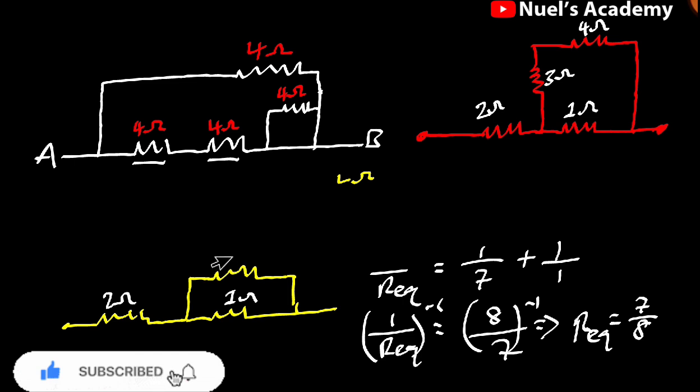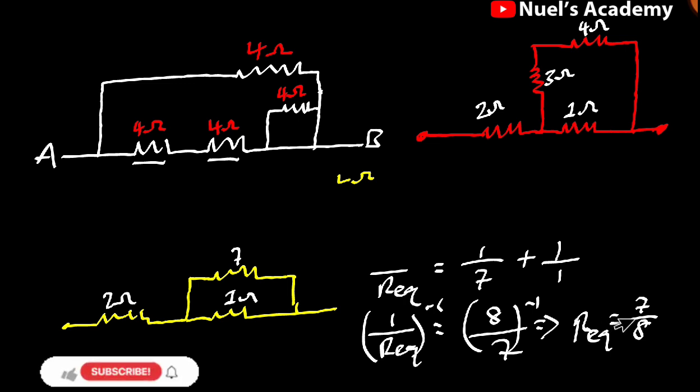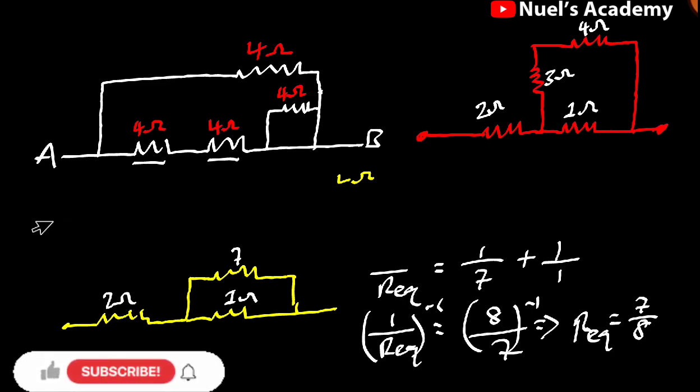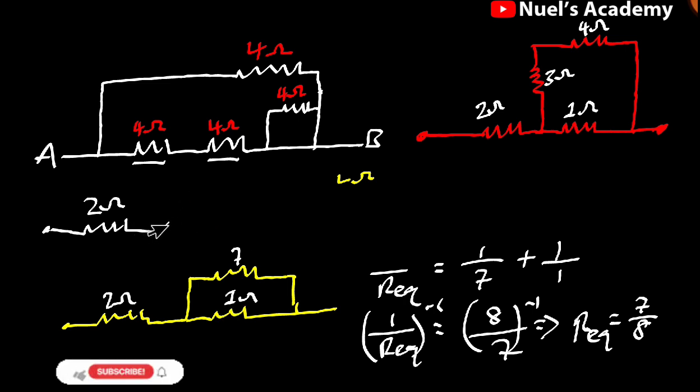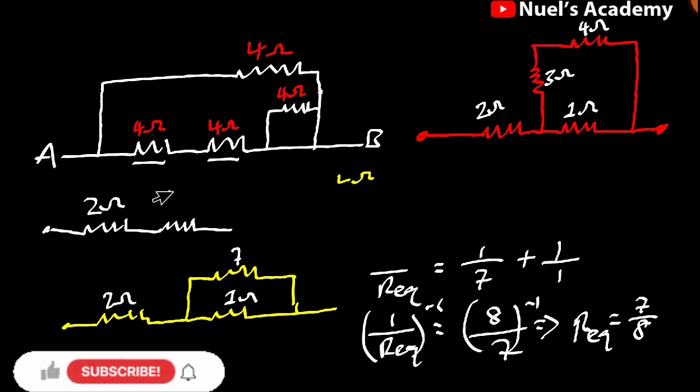Alright, so let me just redraw the whole diagram. Now we have reduced this to be 7 over 8. Now let's redraw the diagram. So we have this is 2 ohms, and then the equivalent of this 7 and 1 that's arranged in parallel is equals to 7 over 8. So this is 7 over 8 ohms.